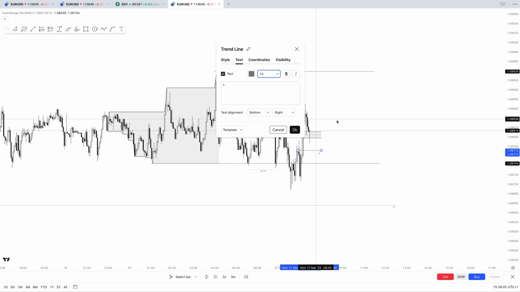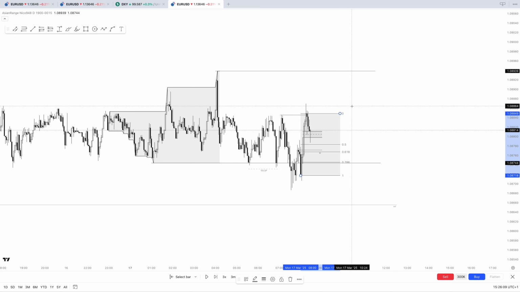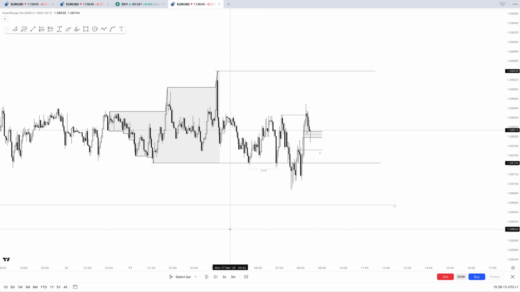To help which one to choose from, we can use our OTE like so, and you can see 61.8 more or less aligns with our OB. So we wait for price to tap into that. We don't quite get the entry. Just try and wait for a better price here. Okay, I'll take that.